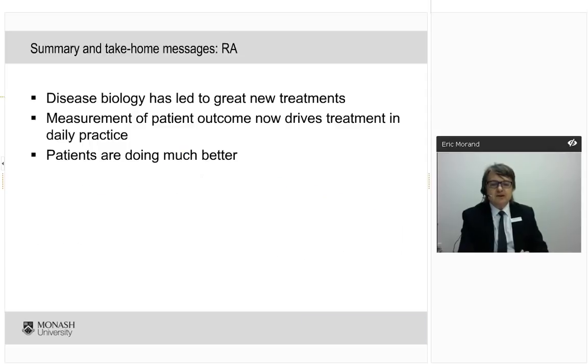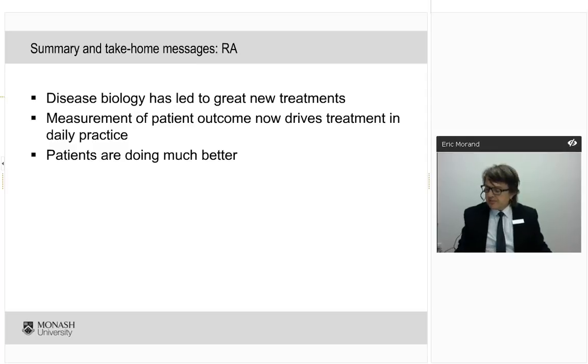So what have we learned in rheumatoid arthritis? Studying the biology of disease has led to great new treatments, and the majority of patients now have a great outcome with rheumatoid arthritis, although there's still lots more work to be done to make that the case for everybody. And measurement of patient outcomes using accurate clinical measurement has been a big part of that story of making things better for arthritis patients.